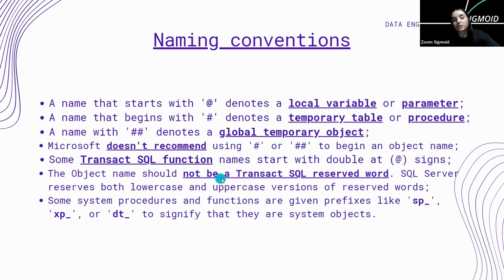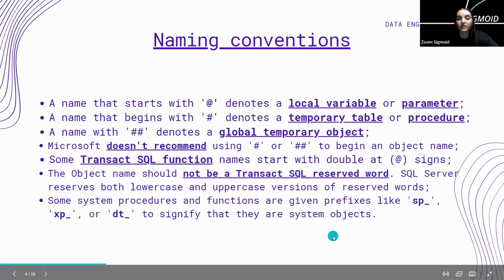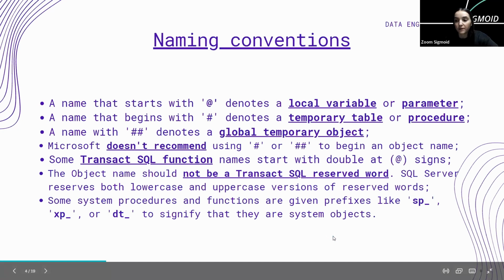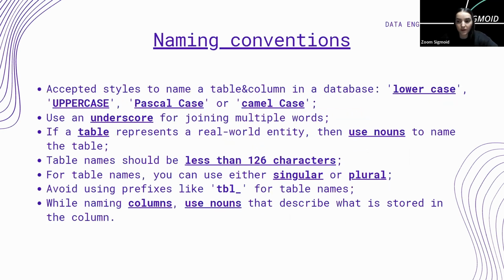The object name should not be a Transact-SQL reserved word. SQL Server reserves both lowercase and uppercase versions of reserved words. Some system procedures and functions are given prefixes like SP, XP, or DT to signify that they are system objects. So it's better to avoid using these prefixes while creating database objects.